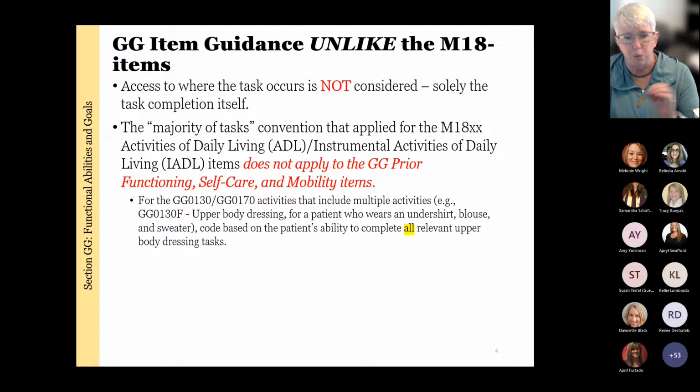And so it could just be one or two things, like, okay, I'm good with everything, but I do need some assist with putting on my bra, say, for instance. In that case, I'm going to be scored on that assistance that is needed. So it's not a majority thing, like, well, we don't worry about the bra because I can also do my undershirt, my t-shirt, a sweater, a jacket, whatever it is I'm wearing. Doesn't matter. It's not a majority when it comes to the GG items.